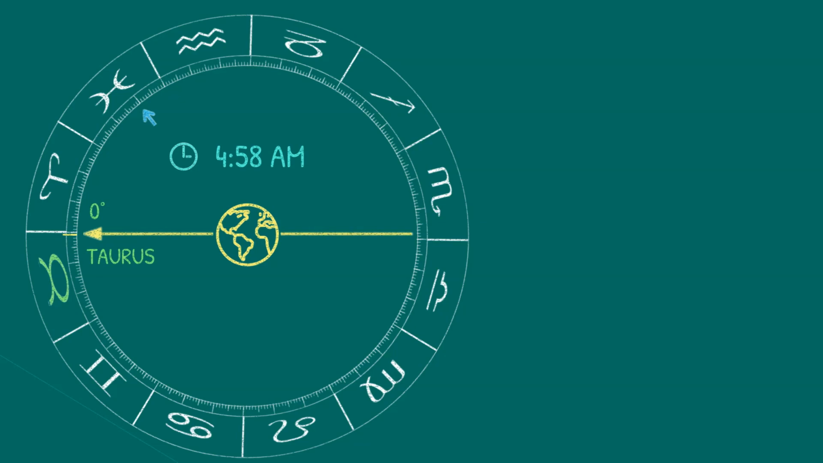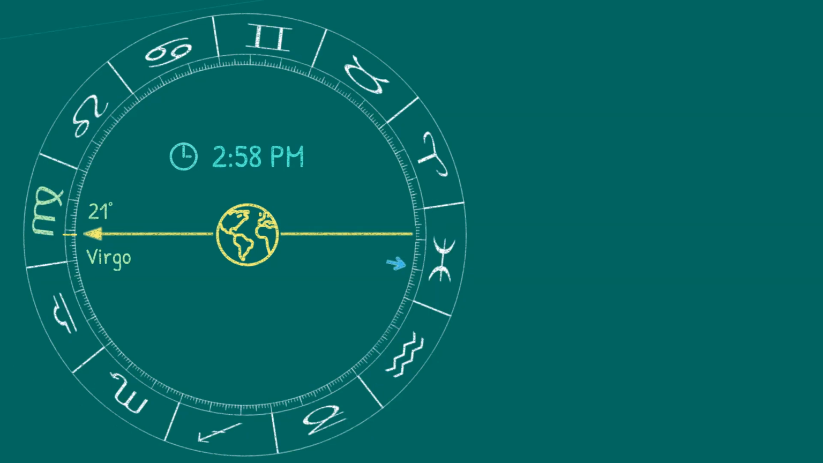Let's make a bigger leap of 10 hours, which is exactly 12 hours after George Clooney's birth. At that point, the ascendant would be at 21 degrees in Virgo at 2:58 p.m. The small blue arrow indicates that the Earth has already rotated halfway through the entire zodiac in those 12 hours, and even a few degrees more.